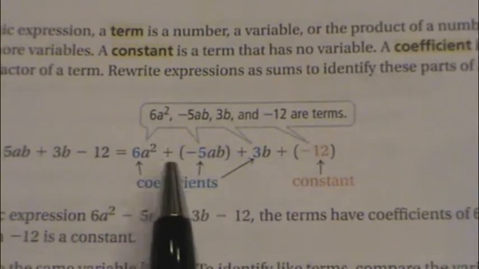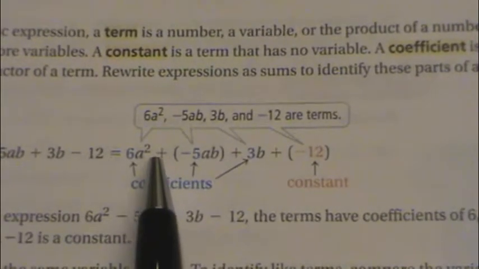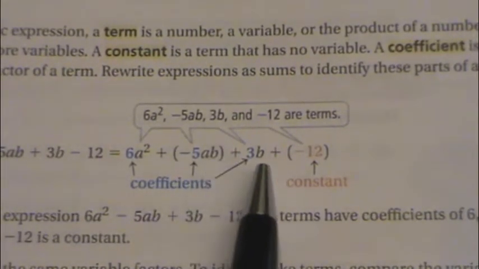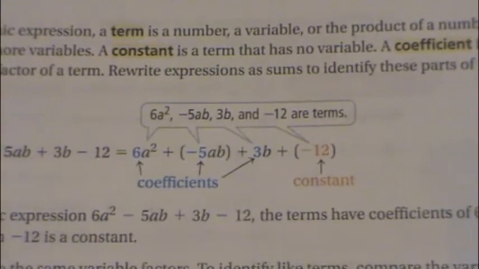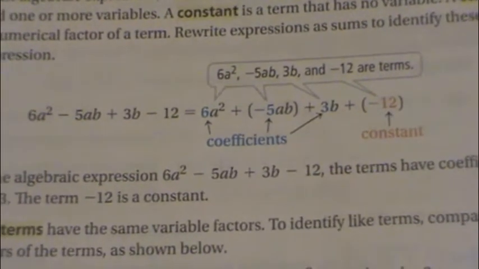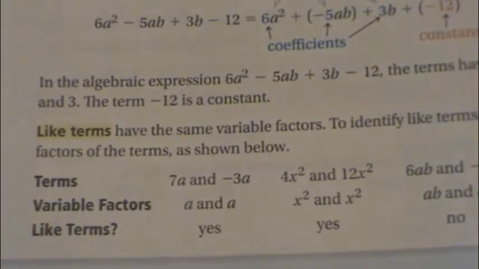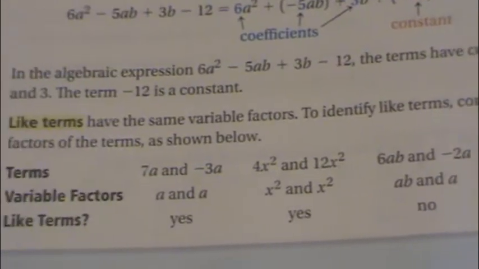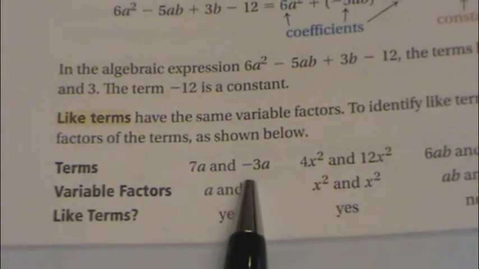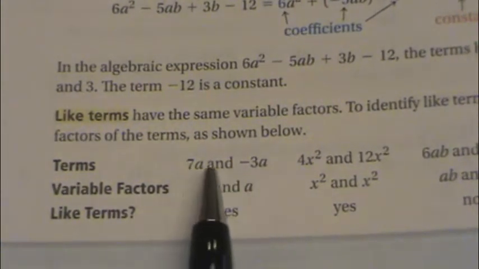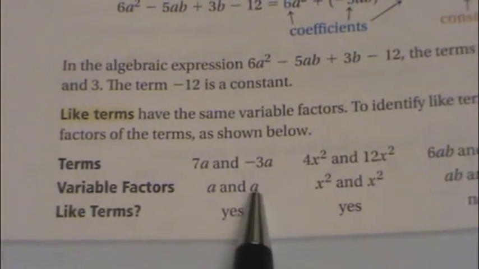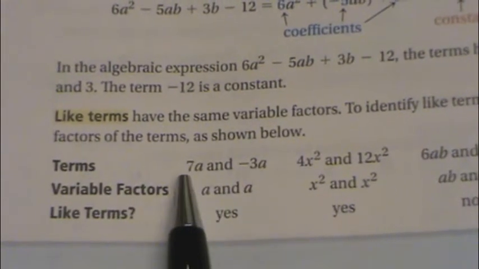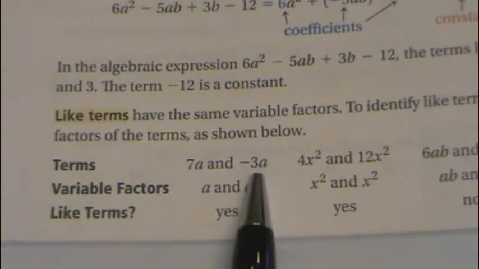So we've got coefficients. We don't have the word variable in here, but if we did, a squared would be a variable, ab would be a variable, b would be a variable. Like terms, look down a little bit farther, have the same variable factors. To identify like terms, compare the variables like they've shown below. 7a and negative 3a, what are the variables in each of those? A over here, a over here. Those are like terms. That can be combined. 7a can be added to negative 3a to get 4a, or they can be subtracted or multiplied or whatever you like.